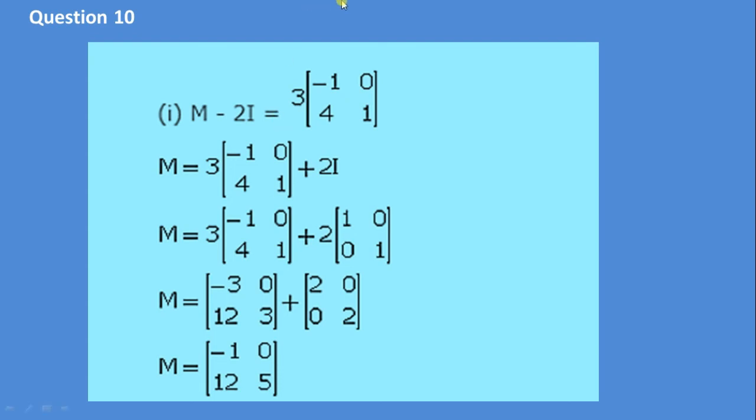The first equation is given as M minus 2I is equal to 3 into the matrix minus 1, 0, 4 and 1. First let us rewrite in equation form. M is equal to 3 into the given matrix plus 2I, since minus 2I becomes 2I when it is shifted. We know the value of I, which is defined in the question, that I is a unit matrix of order 2 by 2. So write down the elements of I as 1, 0, 0, 1 and proceed with the calculation. Therefore, the matrix M will be equal to minus 1, 0, 12 and 5.